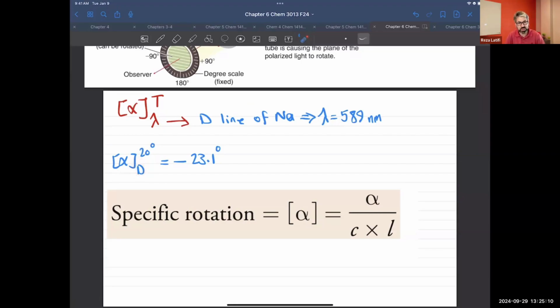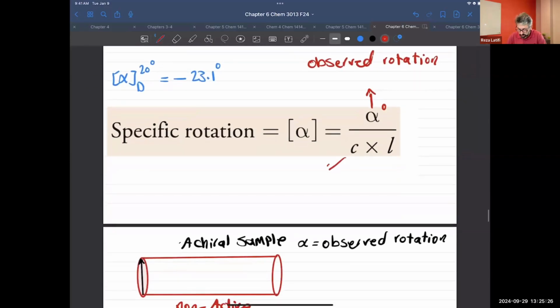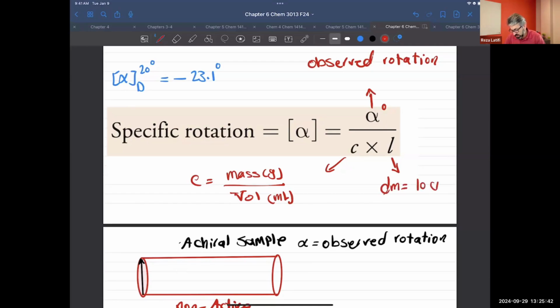That means they use D line for that specific sample. Okay, now we have alpha. Alpha will be the observed rotation, and the unit for it is going to be degree. C will be the concentration, which is going to be mass in gram divided by volume in milliliter. And how about L? L is going to be the length. It will be in decimeter, and that's going to be equal to 10 centimeter.